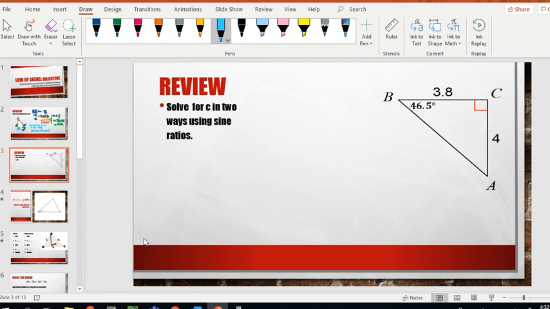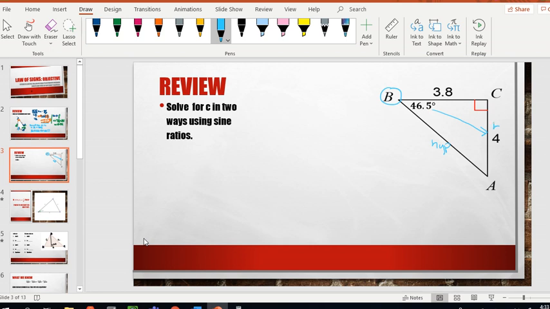Well, you can stop or pause the video and you can find it, but I'm going to work straight through it on both of these. So first of all, I know I have this side opposite, and I've got my right angle, so this is the hypotenuse.